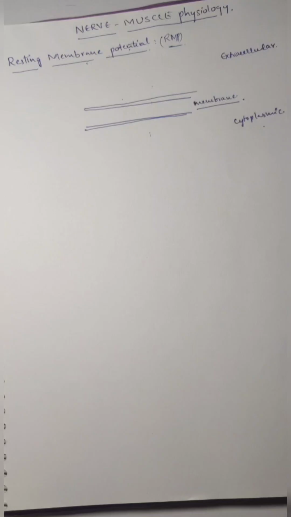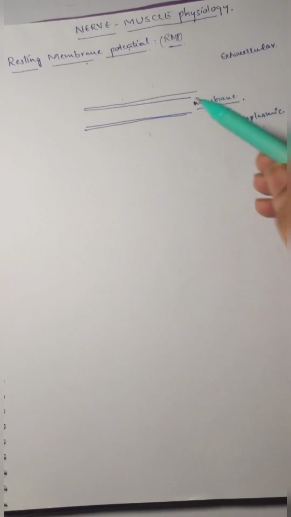In nerve muscle physiology, the most important and most commonly asked topic is the action potential graph. So before learning the action potential graph, we must all have clarity about the resting membrane potential. What is this resting membrane potential?